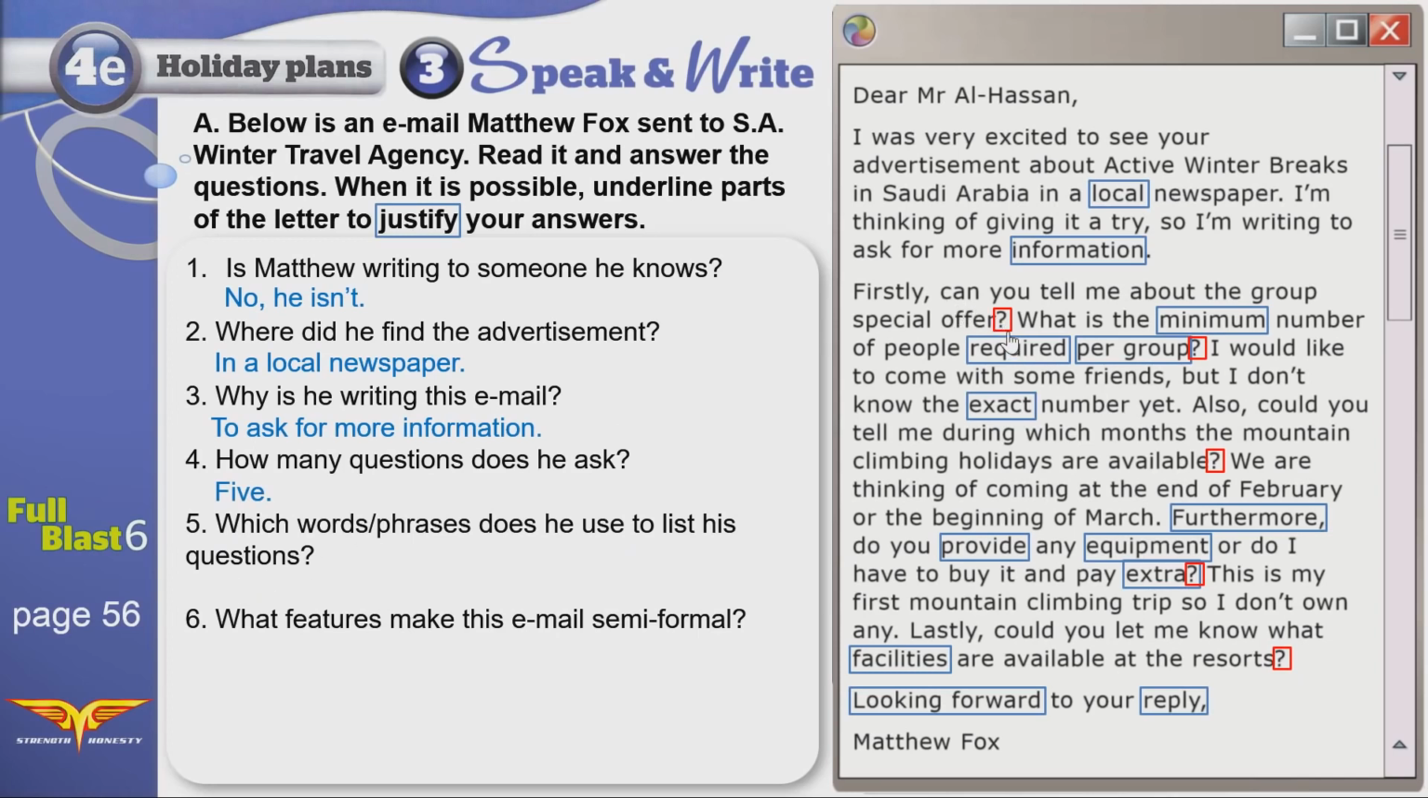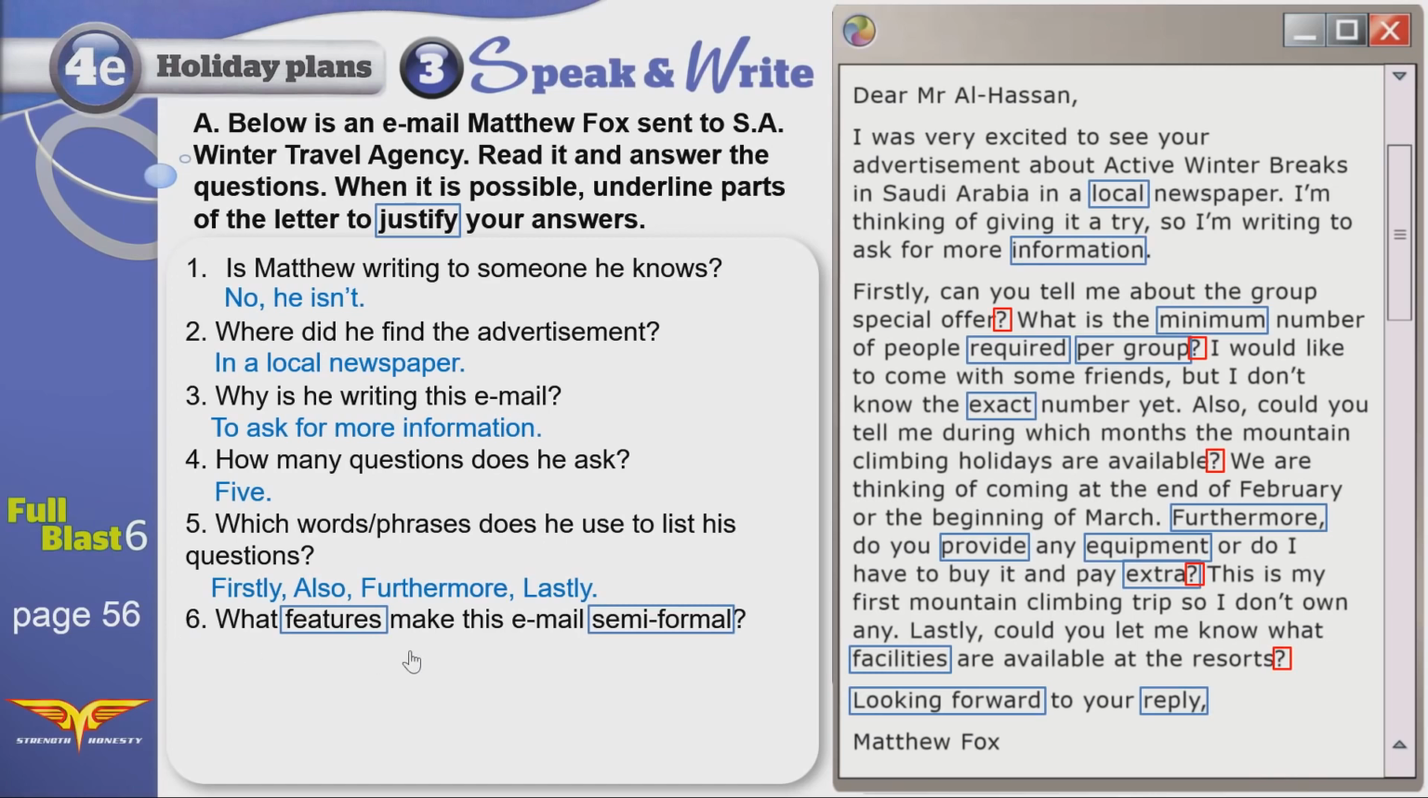5. Which words and phrases does he use to list his questions? Okay, this is question 1. He used firstly. In question 3, he used also. In question 4, he used furthermore, which means also. In question 5, he said lastly. Firstly, also, furthermore, and lastly.